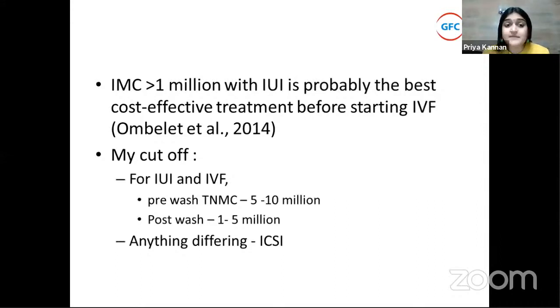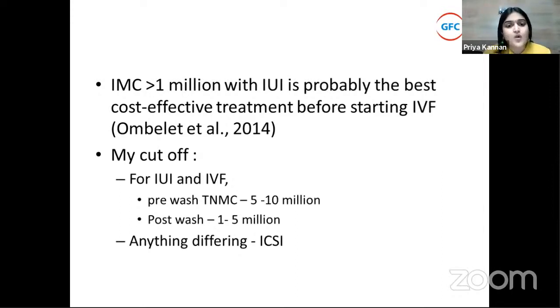And inseminating a motile count of more than 1 million with IUI is probably the best cost-effective treatment before starting IVF. Hence, the cutoff for an IUI must be a post-wash of at least 1 million motile count to be given. If you ask my cutoff for IUI and IVF, a pre-washed total motile count of at least 5 to 10 million must be there for me to even go for a trial wash.